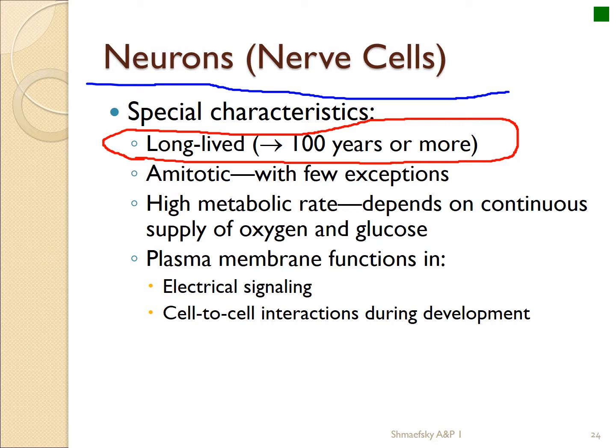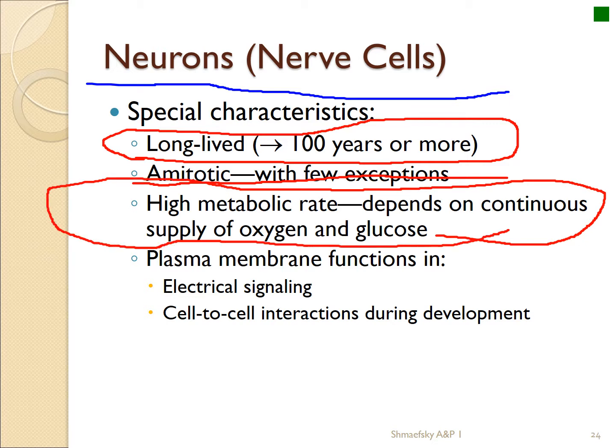And again, many birds, many types of animals, like us, can replace neurons, but we can't. So again, they're amitotic with few exceptions. Neurons tend to have one of the highest metabolic rates of any cell next to muscle. So neurons and skeletal muscle particularly eat a lot of your calories.